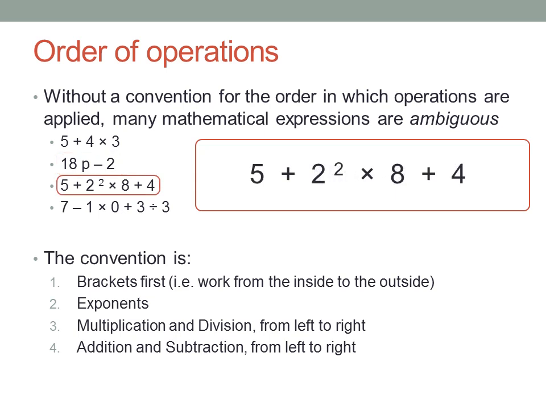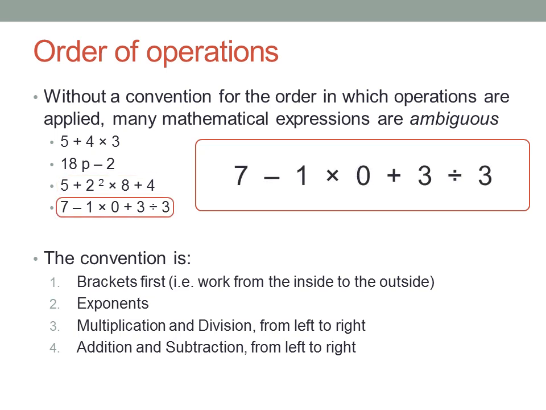5 plus 2 squared times 8 plus 4. Notice I already know to interpret the second 2 as squared because of the way it's written, higher up and small. It's an exponent, so we have to do that first, and it's written on the right of the thing that's being squared. 2 squared, which is 4. Next, the multiply. 4 times 8, which is 32. Now I've just got 2 additions left. 5 plus 32 is 37, plus 4 is 41.